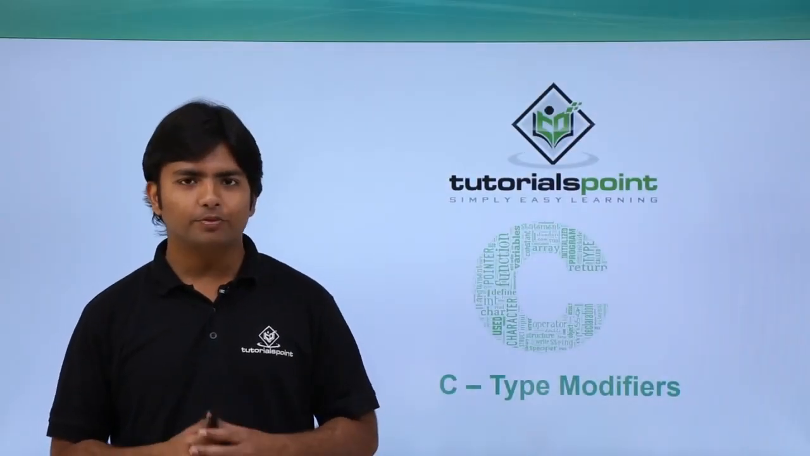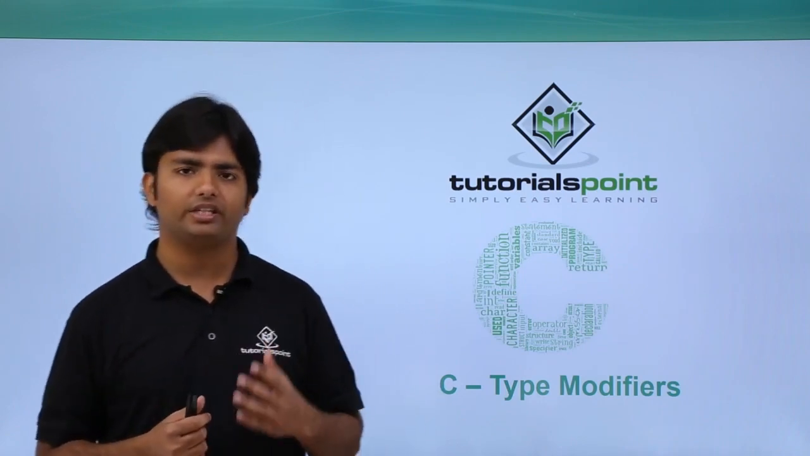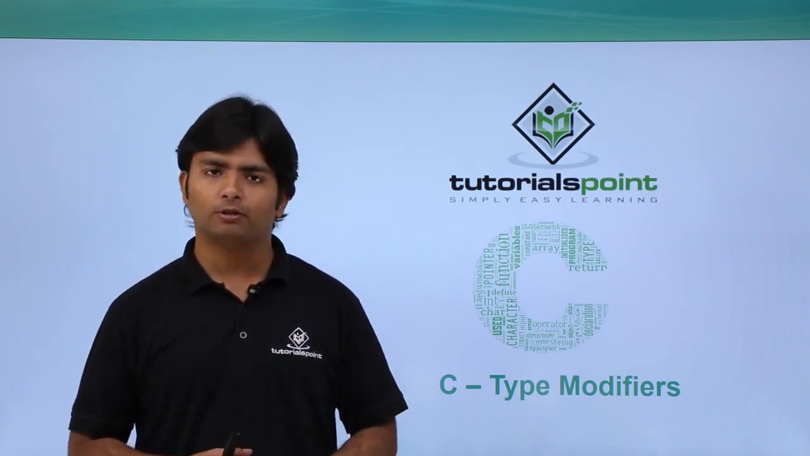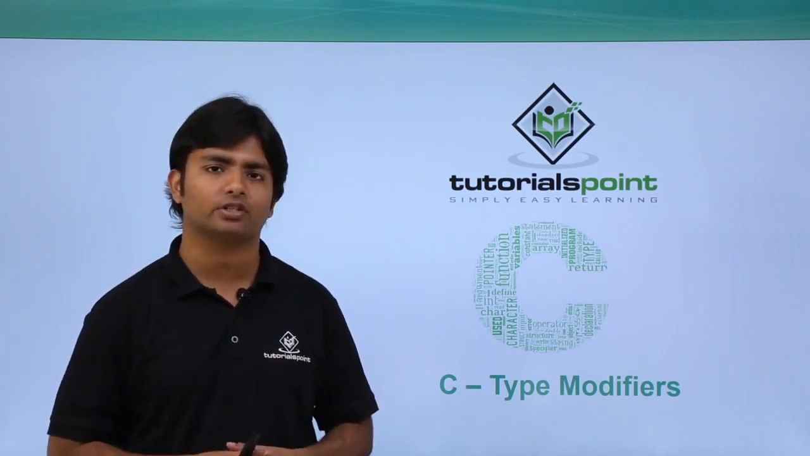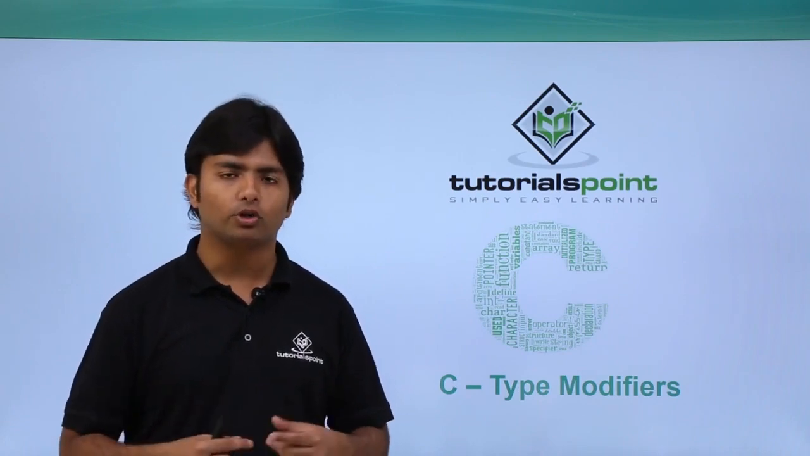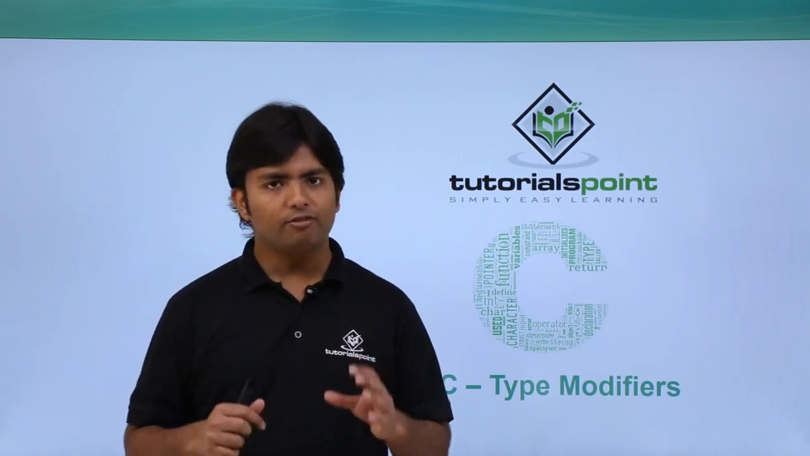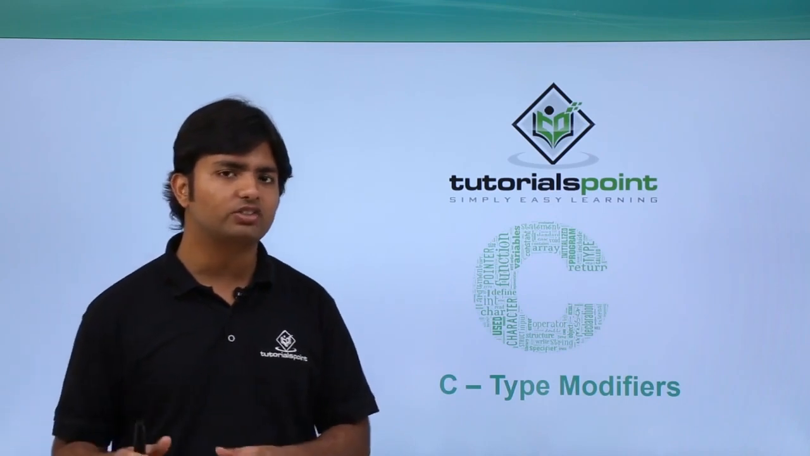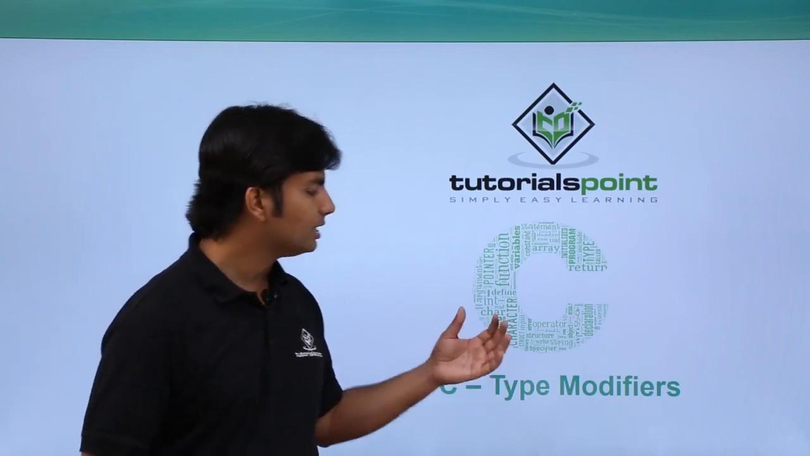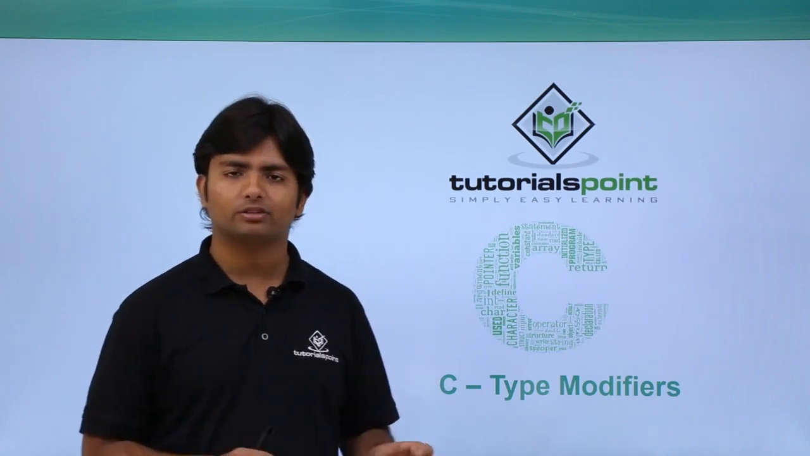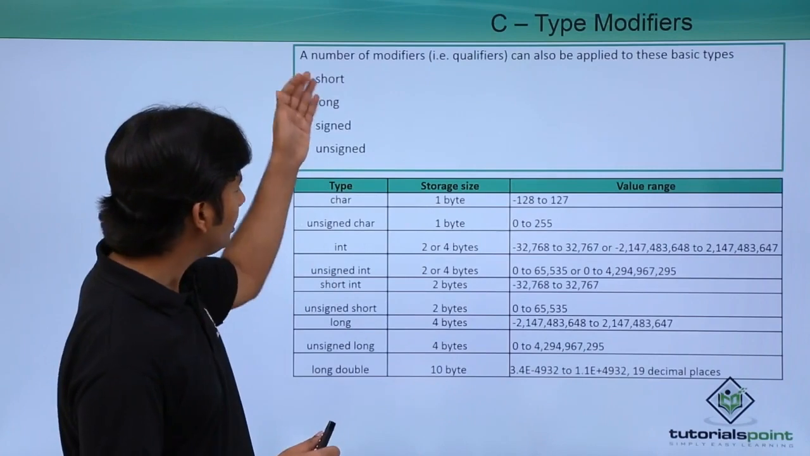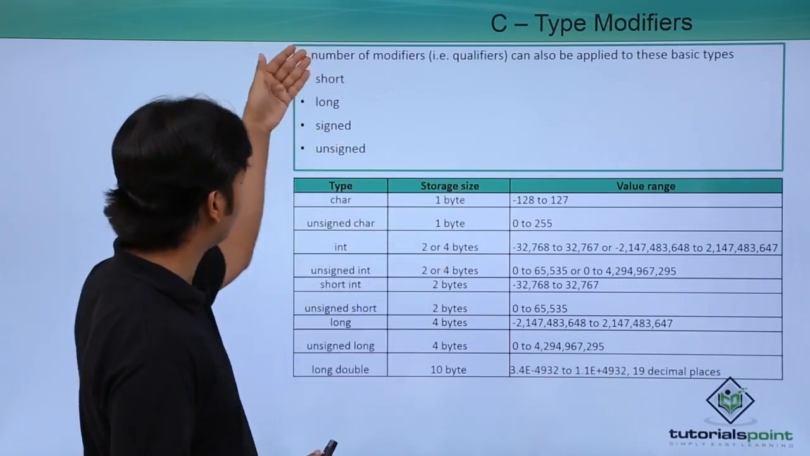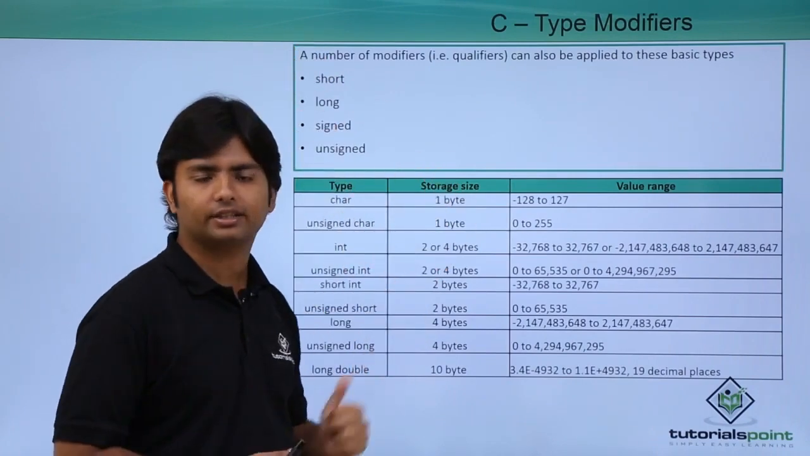As in the previous videos we have already discussed data types, where we observed that we have 4 keywords for defining the basic data types in C language: char, int, float and double. But if you want to make some slight changes to these data types, you can also use type modifiers. For example, here we have 4 different type modifiers: short, long, signed and unsigned.